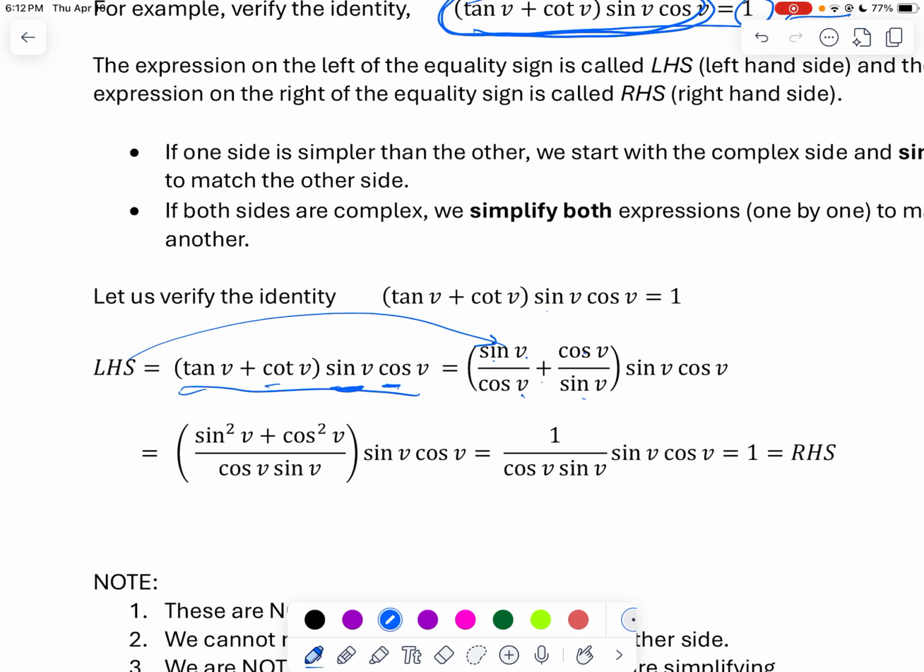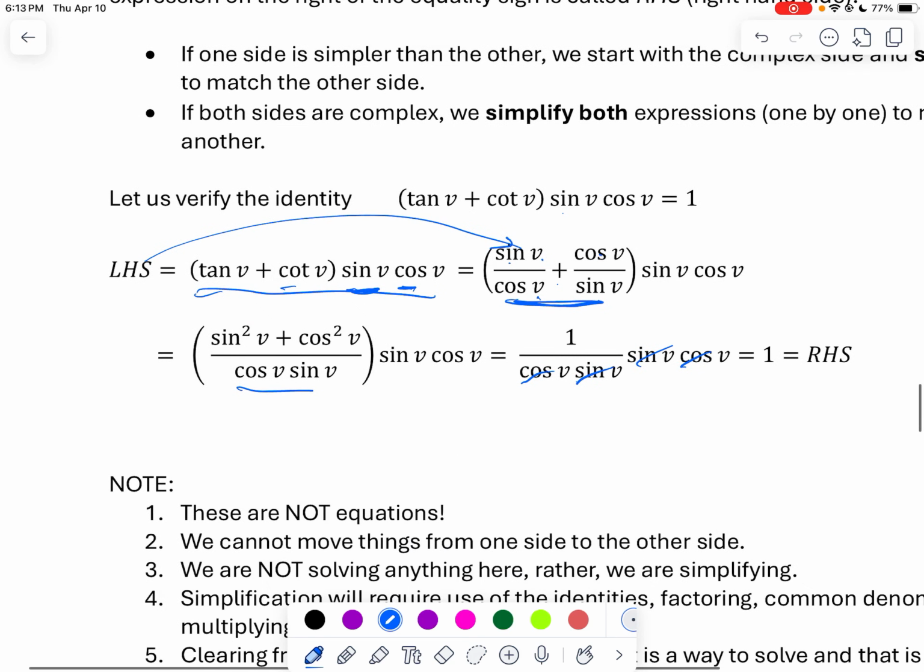Then I saw the two fractions being added, so I did the common denominator, and then the top becomes sine squared v plus cosine squared v, which by the Pythagorean identity is 1. So I'm left with 1 over cosine v sine v, and then multiplied by sine v cosine v, and you can see that they cancel out. So we are left with 1, which is equal to the right hand side, and that's what we wanted to prove or show.